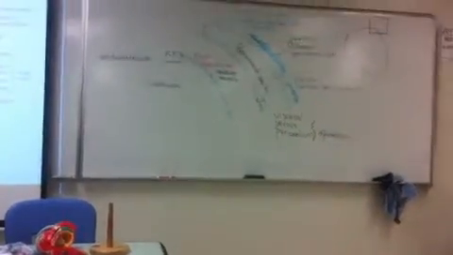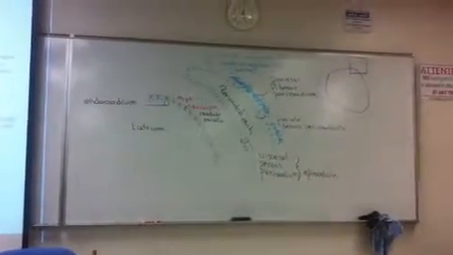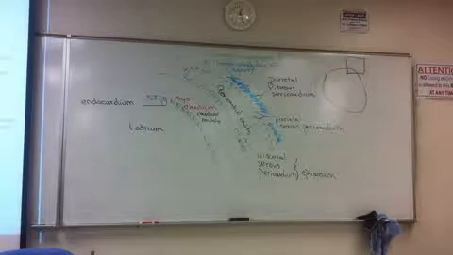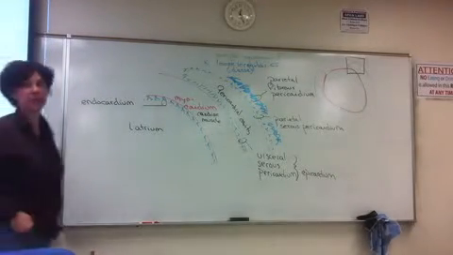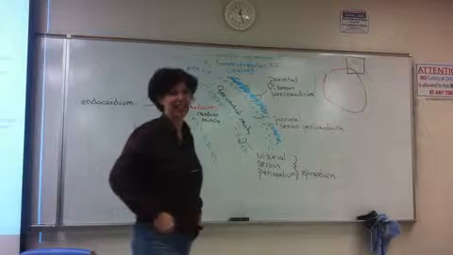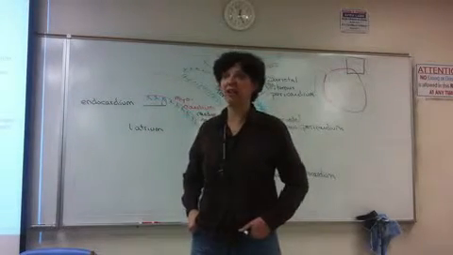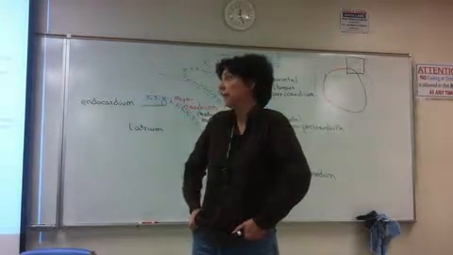Now on page 10, I have a couple of terms, pericarditis and cardiac tamponade. Anything with itis means what? Inflammation. It doesn't have to be an infection, okay? It can just be an inflammation.